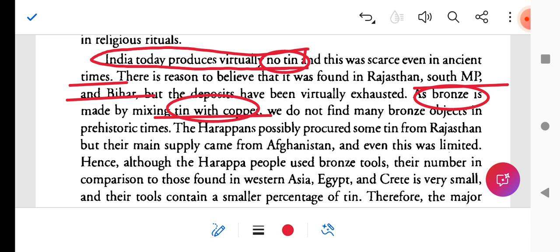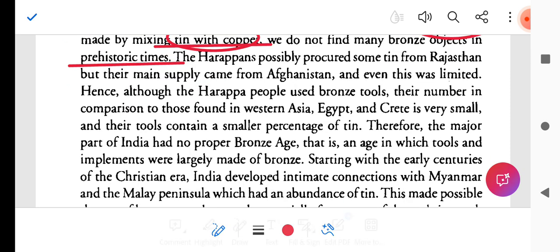We do not find many bronze objects in prehistoric times. The Harappans possibly procured some tin from Rajasthan, but their main supply came from Afghanistan. So you should remember this: the Harappan people traded or imported tin mostly from Afghanistan and less from Rajasthan, the majority from Afghanistan and a minority from Rajasthan. And even this was limited.